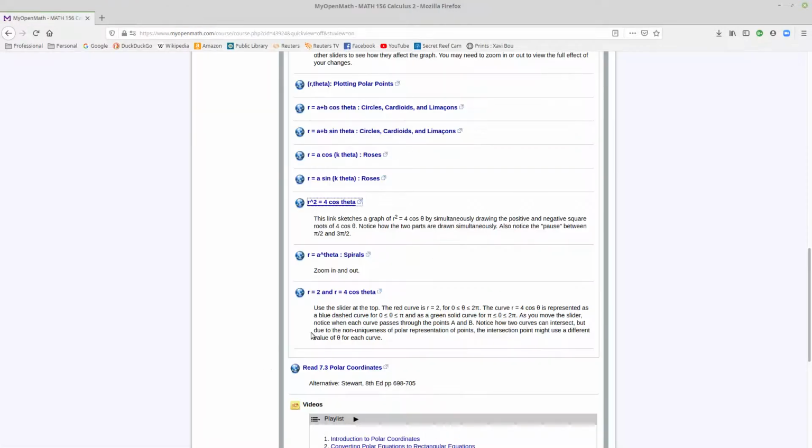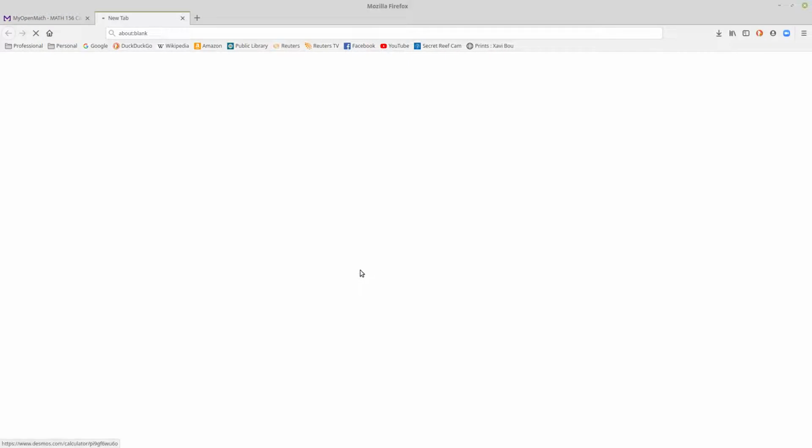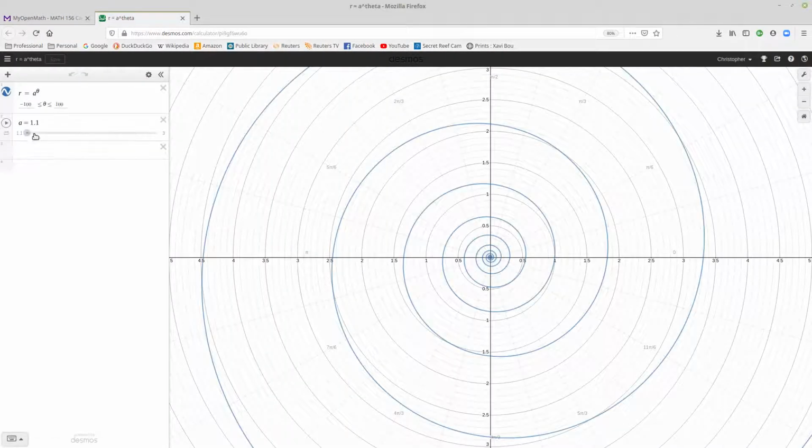Okay, so speaking of strange behavior, let's move on to something of the form like 1.1 to the theta, so using exponential type functions in our polar graphing. And here we're going to get some spirals. And so as theta is increasing, the radius increases exponentially.